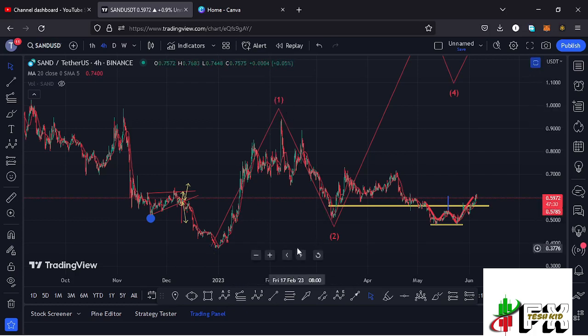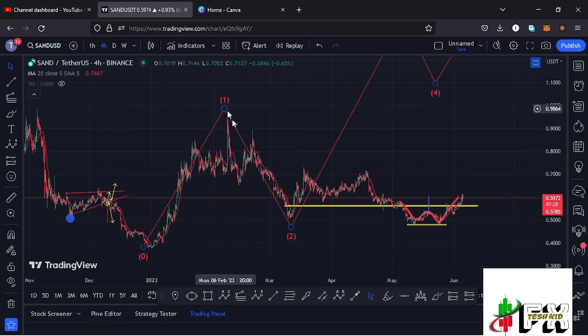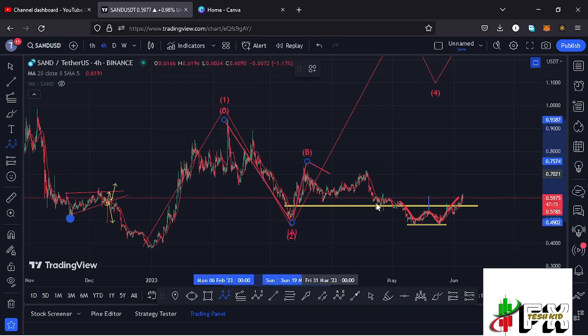Then we started a corrective structure in the formation of these larger Elliott wave count 2 in a breakdown move that has also been playing out in an ABC corrective structure, where I'm terming these as the wave A, then a wave B, and we saw one more leg down in the formation of that wave C.